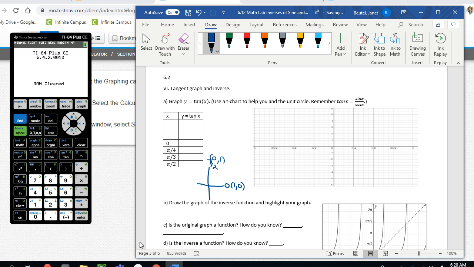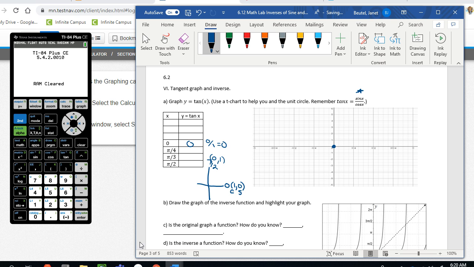So when I go to 0 degrees, remember I have to put what this says, sine over cosine. So sine over cosine, this is cosine, this is sine. So sine over cosine, 0 divided by 1 is 0. So you fill in the 0. If I graph it, it's right here.